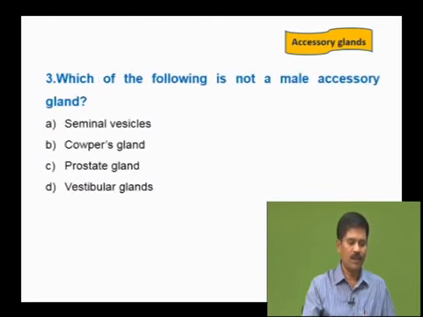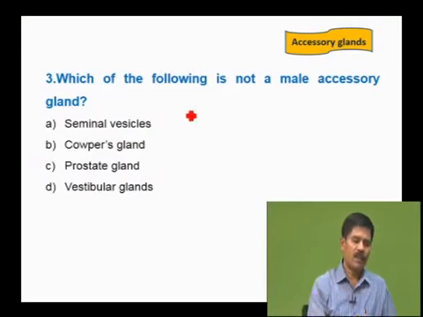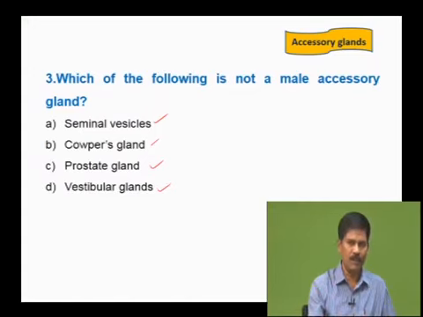Which of the following is not a male accessory gland? I told this at the synopsis time. Accessory glands of the male reproductive system include a pair of seminal vesicles, a prostate gland, and a pair of Cowper's glands, also called bulbourethral glands. Here, vestibular glands belong to the female reproductive system. So therefore, this is not the option. That means this option does not belong here. So therefore, the right option is D.